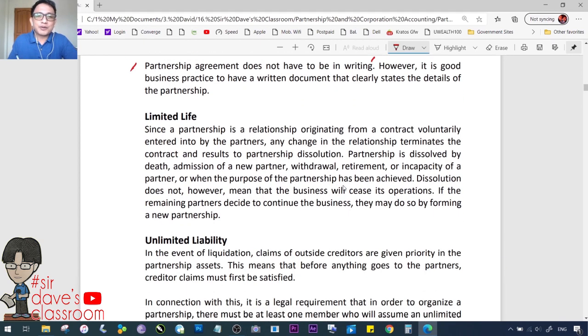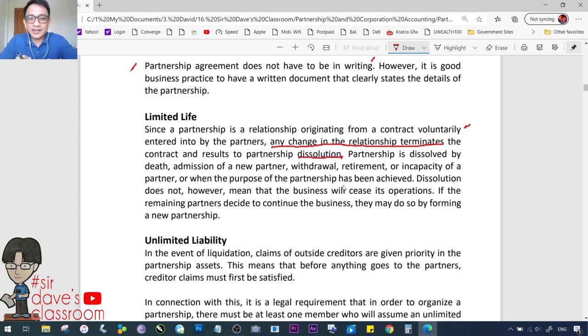Limited life. Since a partnership is a relationship originating from a contract voluntarily entered into by the partners, any change in the relationship terminates the contract and results in partnership dissolution. May nabanggit siya dito na term, partnership dissolution.